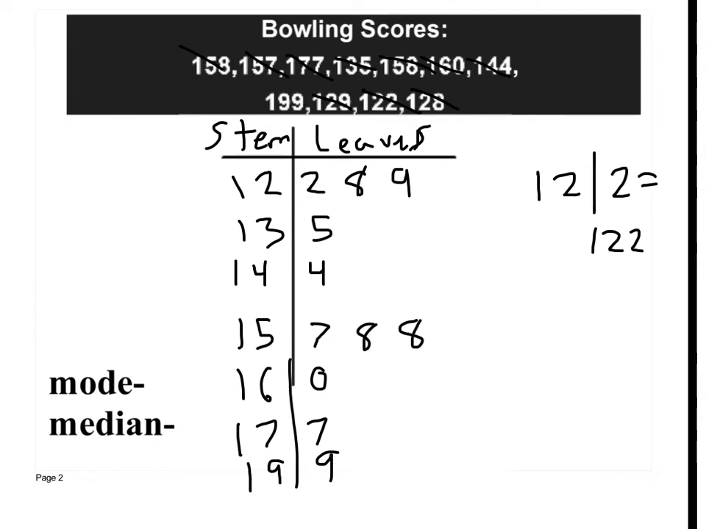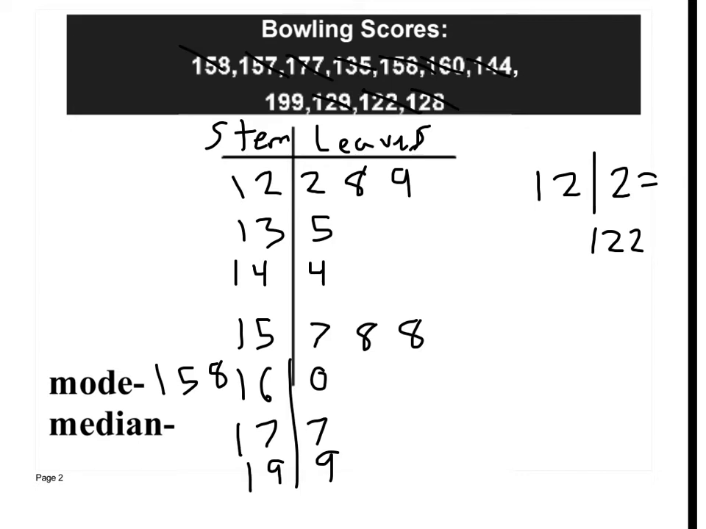Now, let's think about this. Does this help me to figure out my mode? Yeah. Just looking at the numbers up here, you have to do a lot of comparing and looking to see. Here, what's my mode? 158. It is obvious. It's the only one where the leaf's the same.